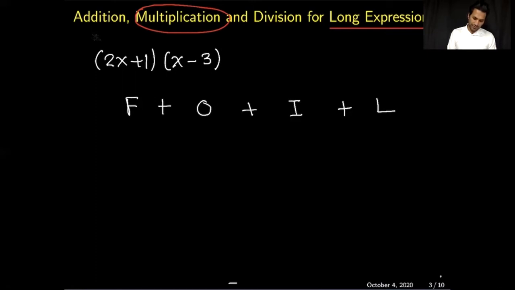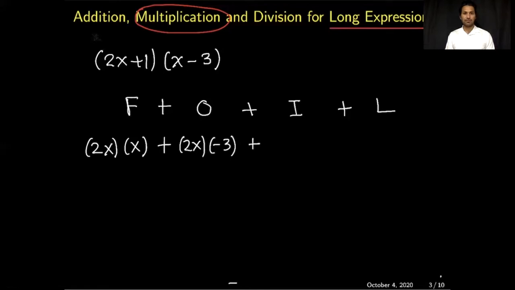So first we will take the first terms of these two expressions, which is 2x in the first expression, and in the second expression the first term is x. So we will multiply the first terms, then we put the addition sign, and then we multiply the outer terms, which are 2x and negative 3, and we add the addition sign, and then we multiply the inner terms, which are 1 and x, and we add the addition sign, and then we take the last terms, which are 1 and negative 3.